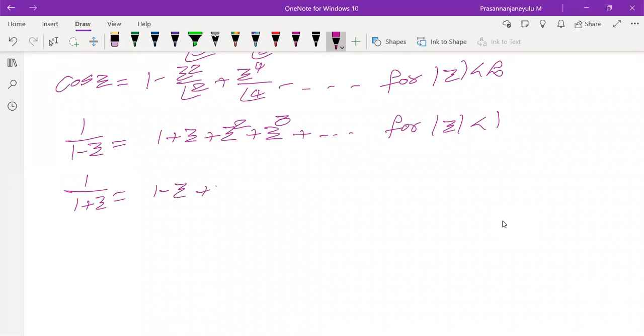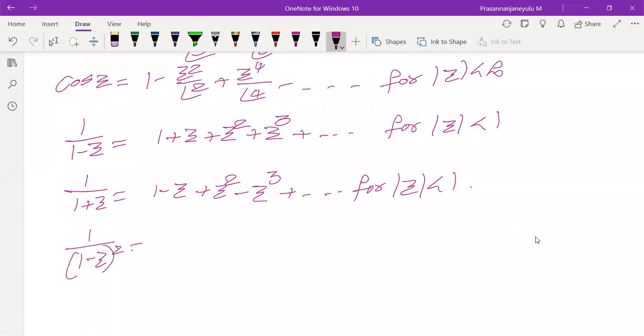1 by 1 plus z equals 1 minus z plus z square minus z cube plus and so on. This expansion also exists for modulus of z less than 1. Okay, so these are the things. In the same manner, you know how to write the formula of 1 by 1 minus z whole power 2. What is the formula of this? 1 plus 2z plus 3z square plus 4z cube.